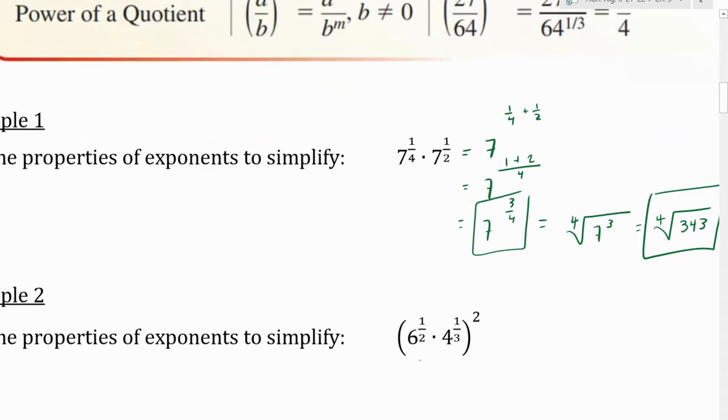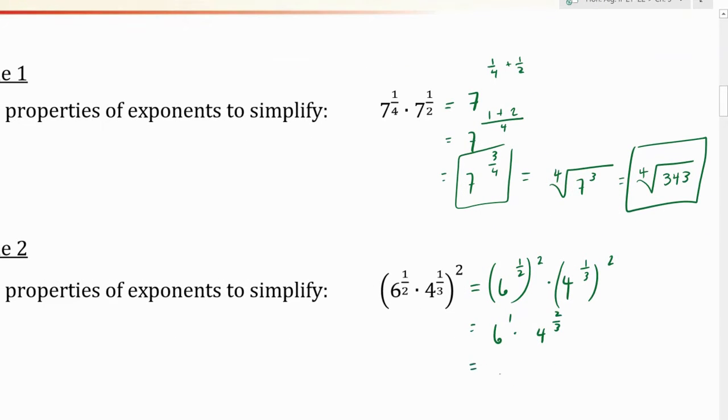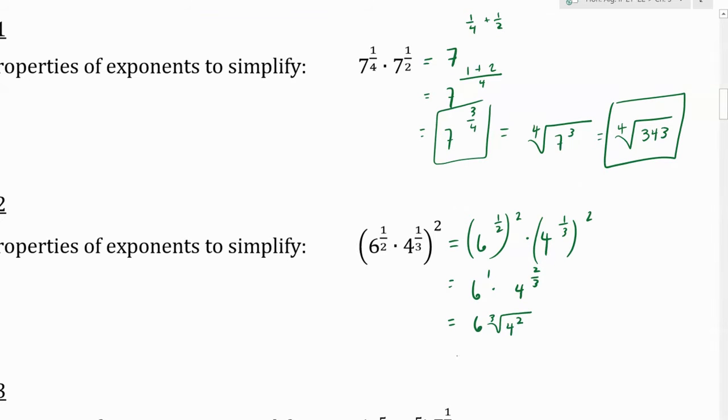Let's see, next one. Inside here, they're not the same base, so we can't do anything with that. But if you've got a product getting raised to a power, then that's the same thing as the product of those two individual things, that's the mathematical term for it, raised to that same power. And then when you raise a power to a power, you multiply the power. So half of 2 is 1. Here's a 2/3. 6 to the first is just 6, multiplied by the cube root of 4 squared. Okay, so that's 6 times the cube root of 16.